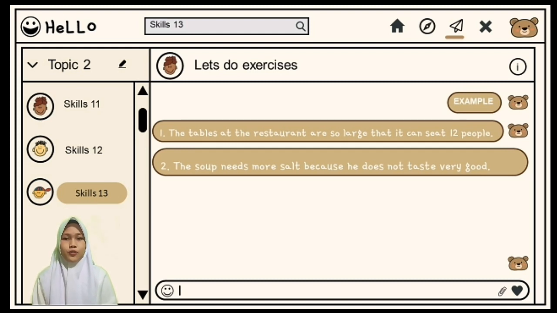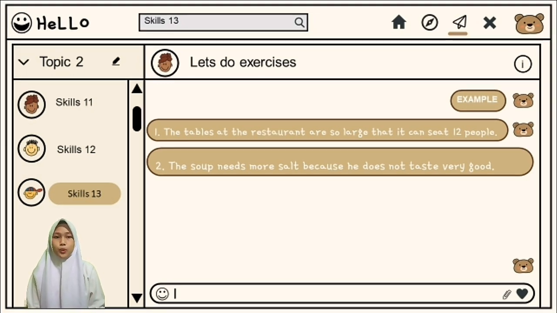Let's do exercise for skills 13. Number 1. The tables at the restaurant are so large that it can seat 12 people. Is this correct sentence or incorrect? And the answer is incorrect. Why? Because we have the tables in here. The tables, more than one. So it in here, of course, is wrong. This should be they. The tables at the restaurant are so large that they can seat 12 people.